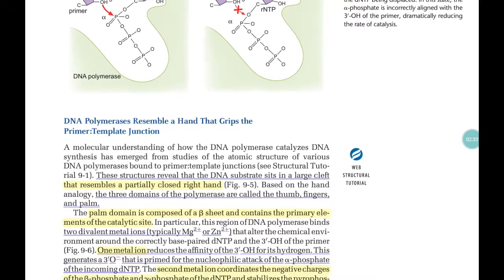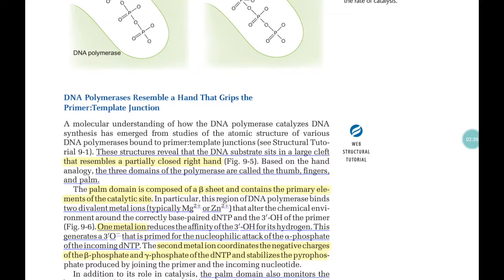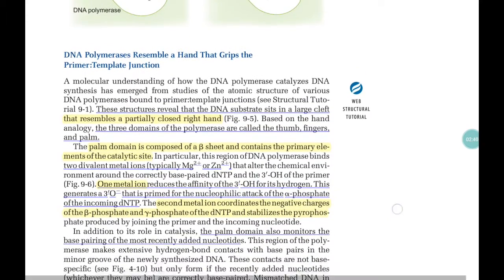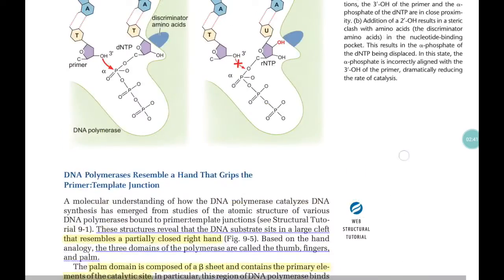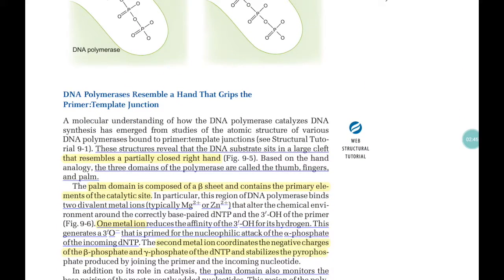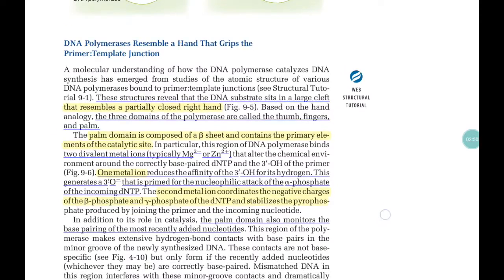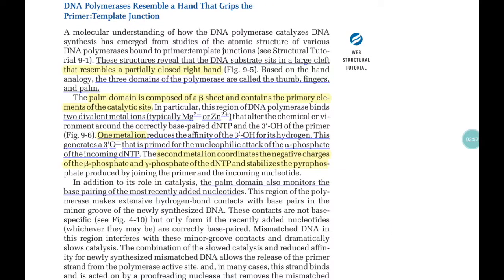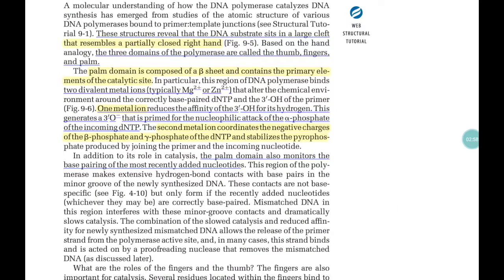This structure reveals that the DNA substrate is situated in a large cleft. The structure resembles a partially closed right hand. The three domains of the polymerase are called the thumb, fingers, and palm. The palm domain is composed of beta sheets and contains the primary elements of the catalytic site.